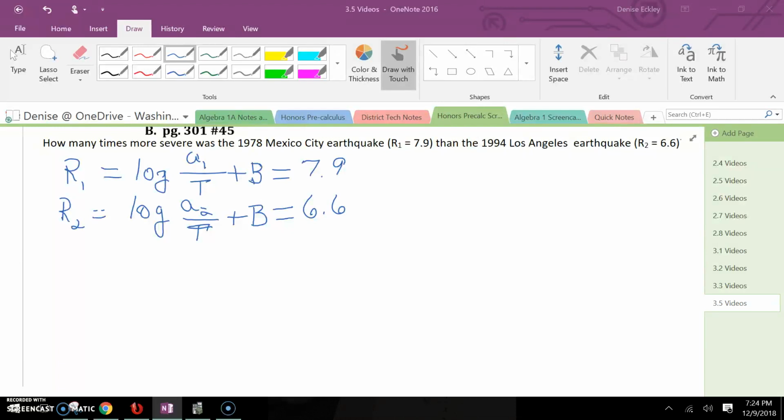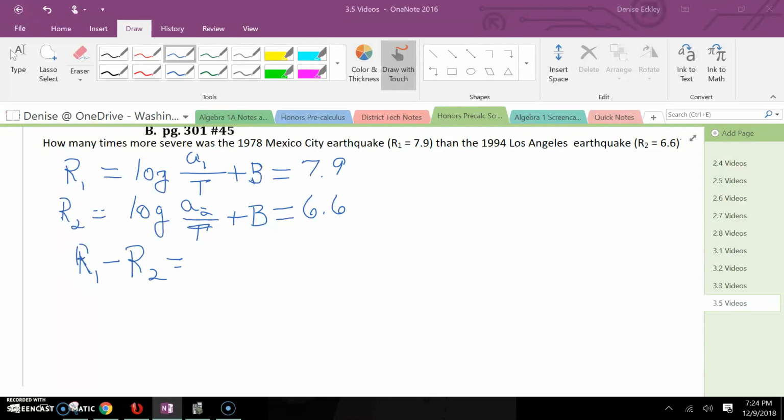So using what we know about properties of logs and wanting to compare their intensities, we want to compare A1 and A2. T and B, since they are measured from the same place, are the same values, so that's why they don't have subscripts. Using the quotient property in reverse, if we subtract these two, we'll end up with a ratio of our A's.